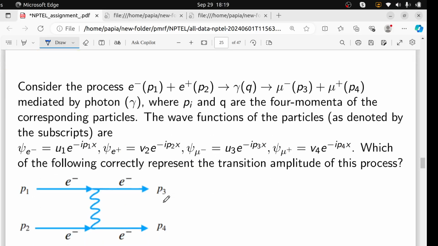Now this question. Consider the process e minus e plus going to gamma going to mu minus mu plus, mediated by the photon gamma, where the p's and q are the 4 momenta of the corresponding particles. The wave functions of the particles are denoted by the subscripts. Which of the following correctly represents the transition amplitude of this process?